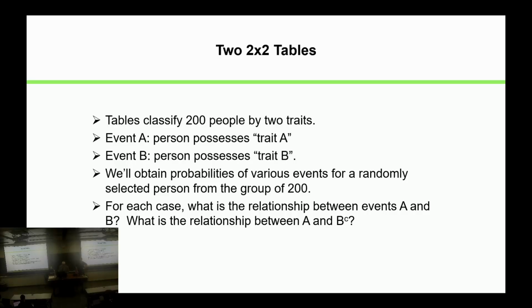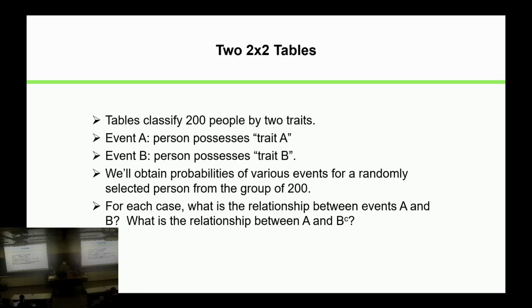You can pick whatever events you want. Maybe event A is male versus female, whatever. But we're going to obtain probabilities of various events for a randomly selected person from this group of 200. So this group of 200 is kind of like 200 balls in an urn, but each ball has not just one trait, not just red or white, but two traits. For each case, we want to look at the relationship between the events A and B, and also between other relationships, such as between A and B complement.